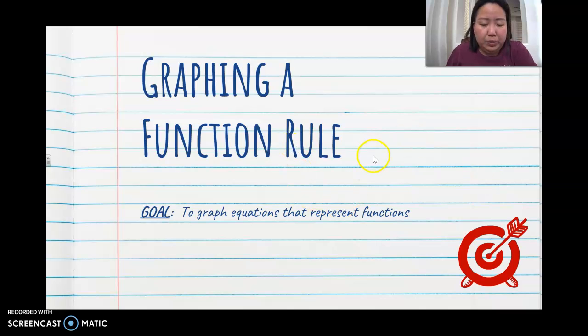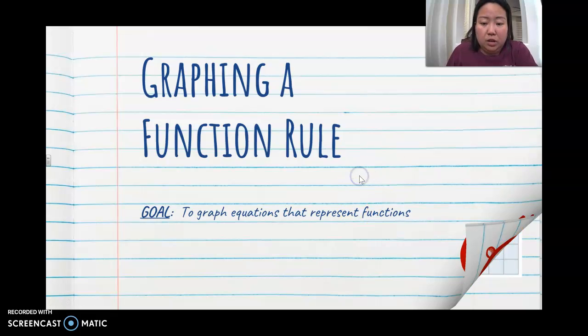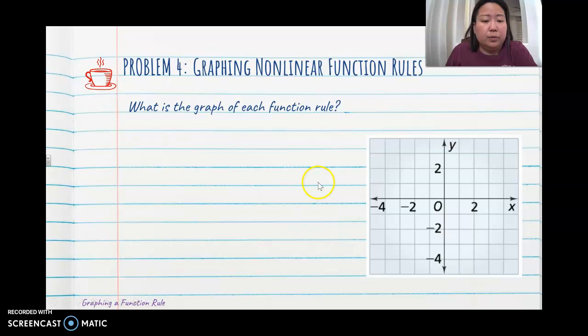Hi, so for this particular part of this lesson, we will now be working on graphing nonlinear functions, okay? So what is the graph of the function rule y equals the absolute value of x minus 4? Just like what we have been doing from before, it's always important that we create a table of values so that it's easy for us to identify the specific points using the ordered pairs, and then we can plot them on our graphing area.